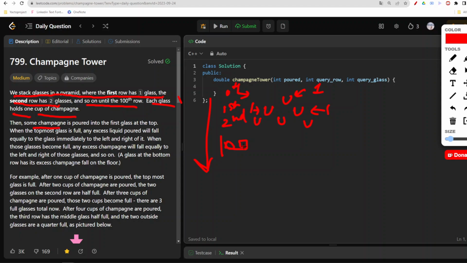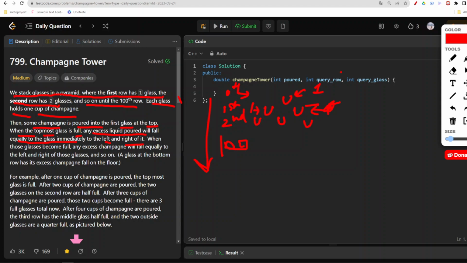Then some champagne is poured into the first glass at the top. When the topmost glass is full, any excess liquid poured will fall equally to the glass immediately to the left and the right of it. So basically, here are the other glasses which would be there.